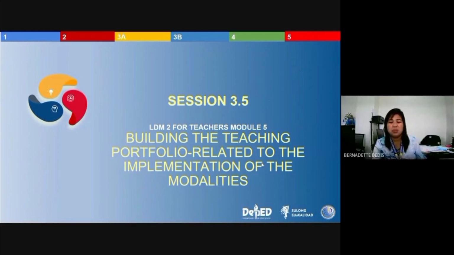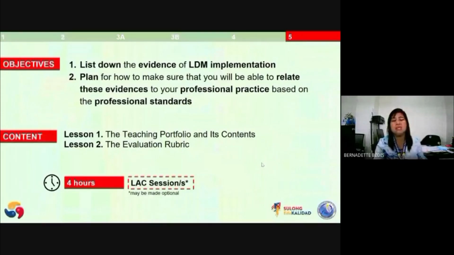So the session 3.5 is all about the module 5, which is building the teaching portfolio related to the implementation of the modalities. The objectives: list down the evidence of LDM implementation. Second objective, plan for how to make sure that you will be able to relate these evidences to your professional practice based on the professional standards. The content of Module 5 are the following. Lesson 1, the teaching portfolio and its contents. Lesson 2, the evaluation rubric. The last session will last for 4 hours.